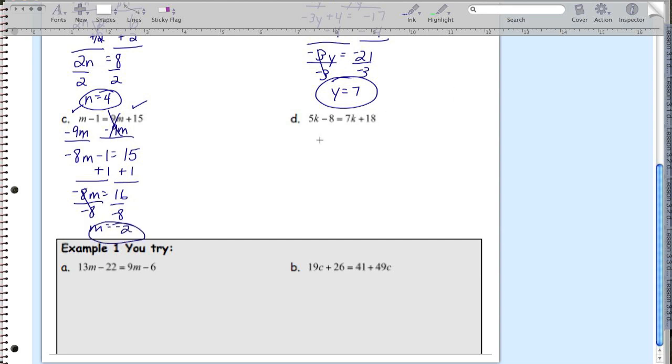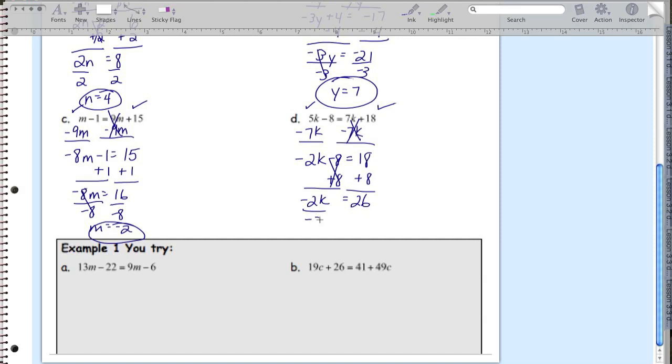Okay? Letter D. Check the left side. Simplified as far as it can go. The right side, simplified as far as it can go. So now we get the variables on the same side. Subtract 7k, subtract 7k. 5k minus 7k is negative 2k. Negative 2k minus 8 equals 18. I'm going to add 8 to both sides. When I do that, negative 2k comes down, equal to 26.